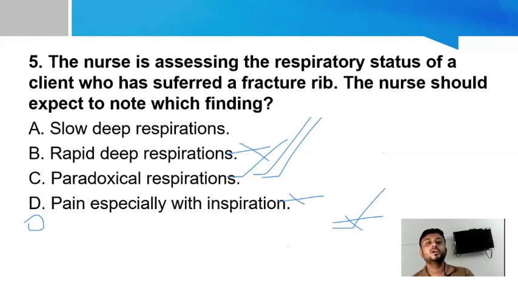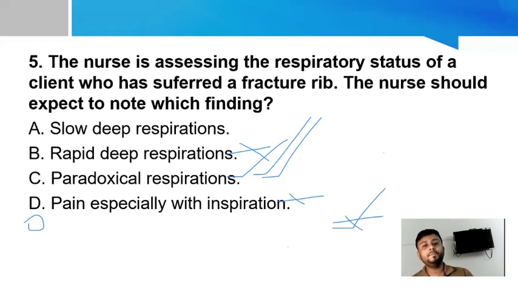First, they have given slow, deep respiration. Slow, deep respiration will not be seen if the patient has a fractured rib. He must have breathing difficulty, so there will be no chance of slow respiration. The respiratory rate will increase. So we can eliminate number one; slow, deep respiration is the incorrect option.